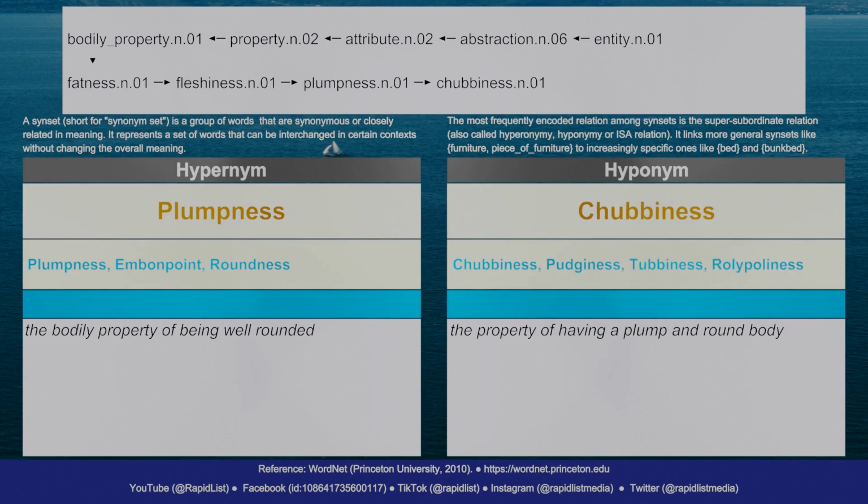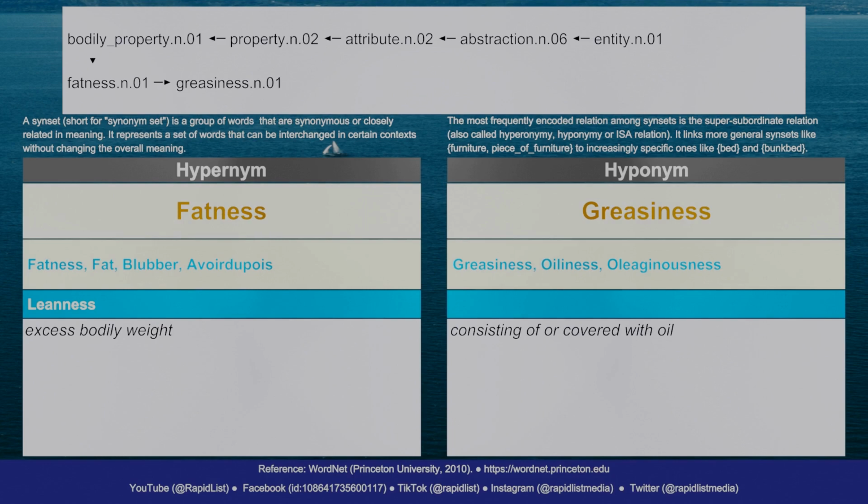Chubbiness. The property of having a plump and round body. Greasiness. Consisting of or covered with oil. Steatopygia. An extreme accumulation of fat on the buttocks.